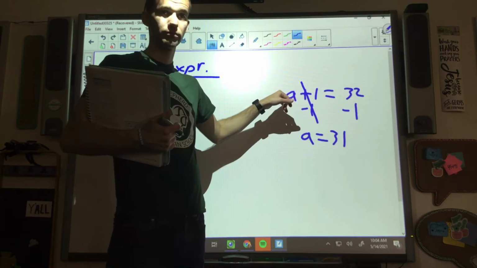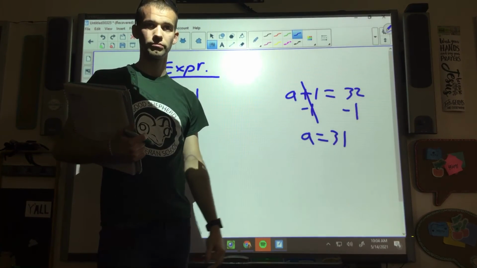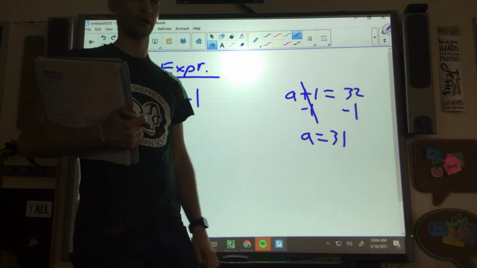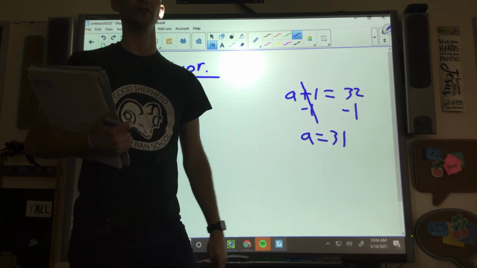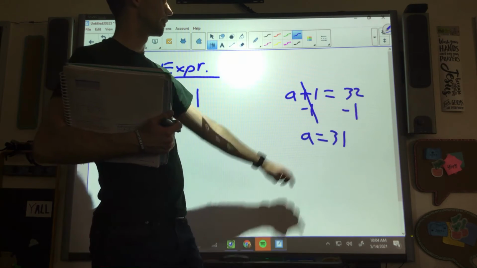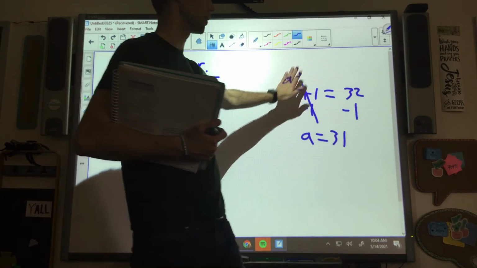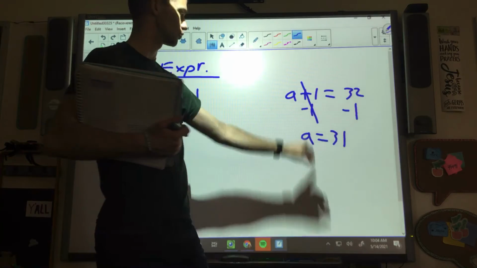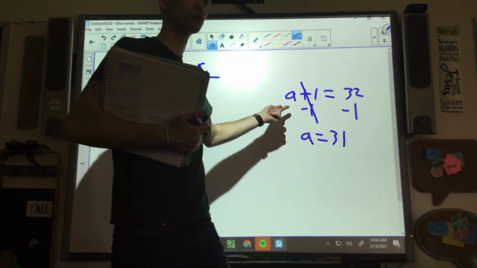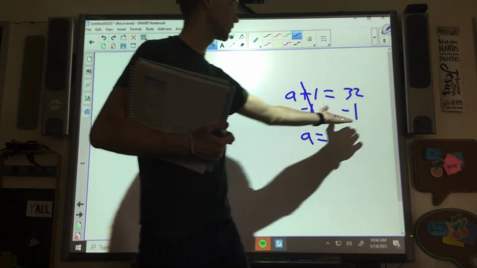Where'd you get the 32 from? I made it up. Because this isn't your actual teacher, that's not his age, I can tell you that for a fact. But hypothetically, if you add 1, it would be 32. So to get rid of the adding 1, you need to subtract 1, and whatever you do to one side, you have to do to the other.